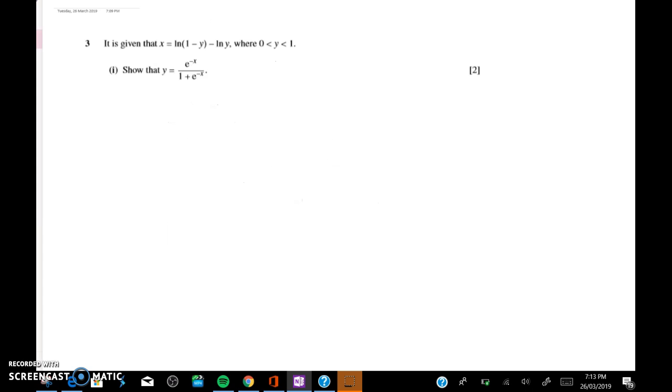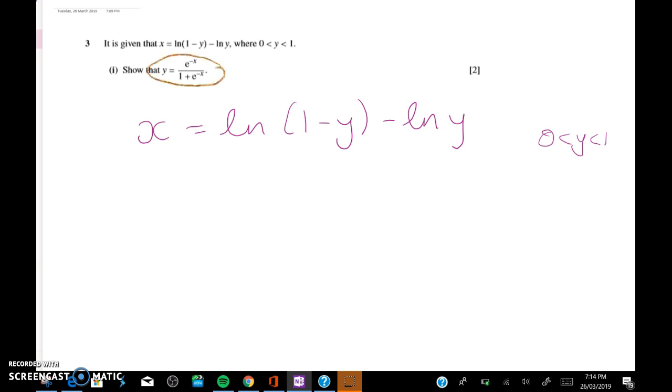It's looking at rearranging it so that y is the subject. So we're given this equation, x is equal to the natural log of 1 minus y minus the natural log of y. And we're told that y is between 0 and 1. Now, it has to be between 0 and 1 because we have to have the log of a positive number. So that all makes sense. And we need to show that we can write y as this.